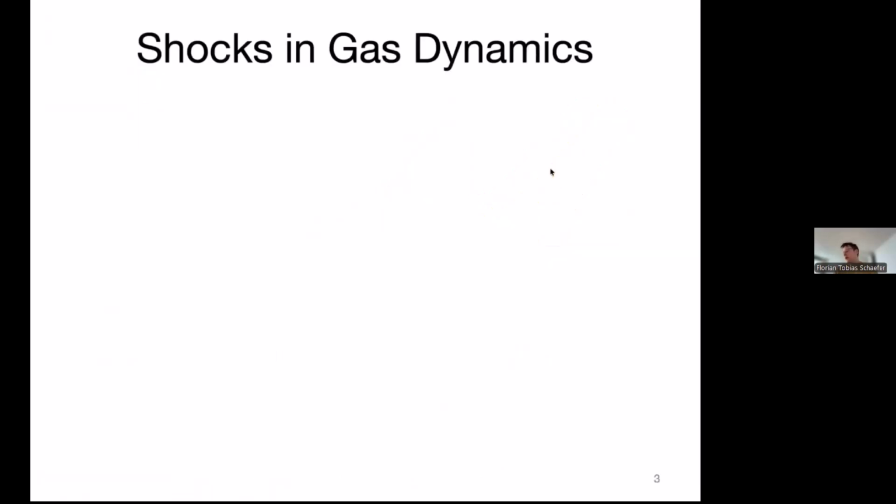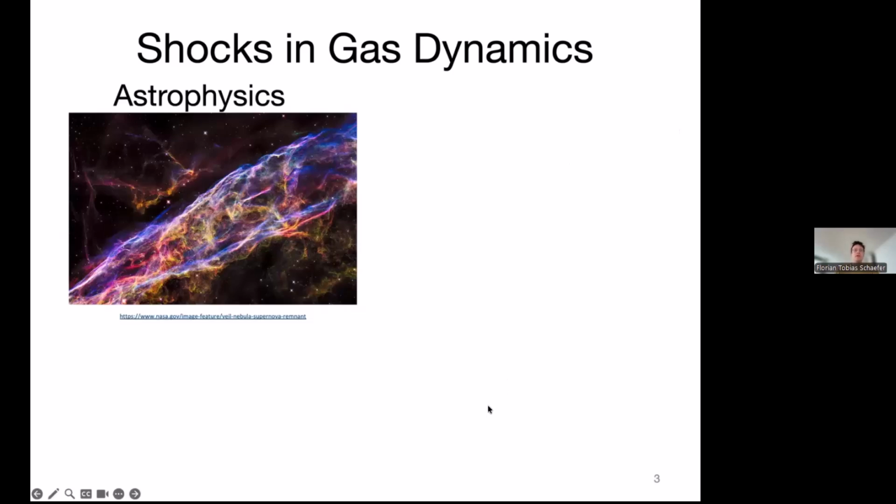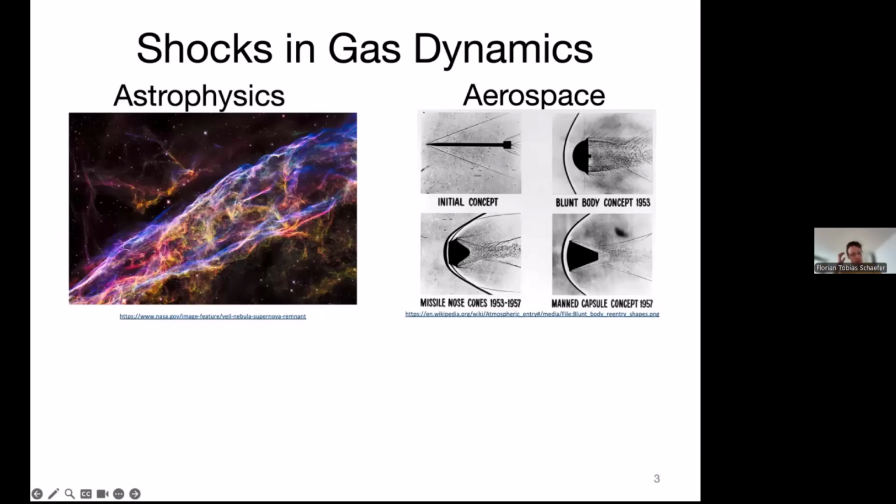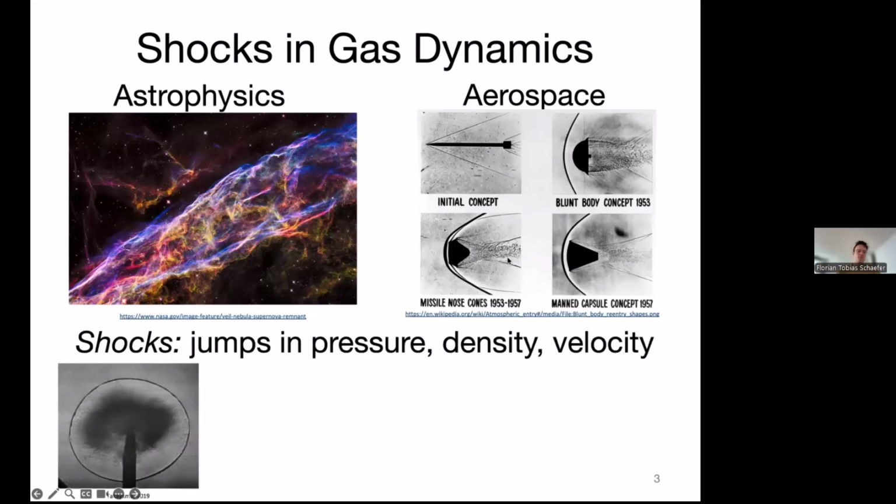The problem that we are addressing with this work is that of shock formation in gas dynamics. Whenever you have highly energetic gas dynamics, for instance in astrophysics or in aerospace applications, the equations of gas dynamics have the tendency of developing so-called shocks, which you see as these lines here in this Schlieren imaging on the right. These are basically jumps in the state variables of the gas: the pressure, density, and velocity.